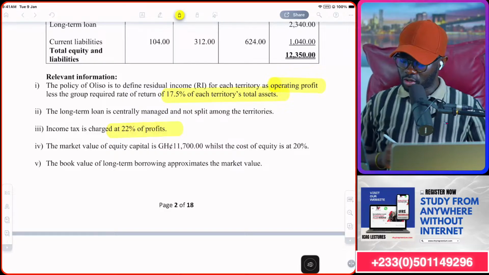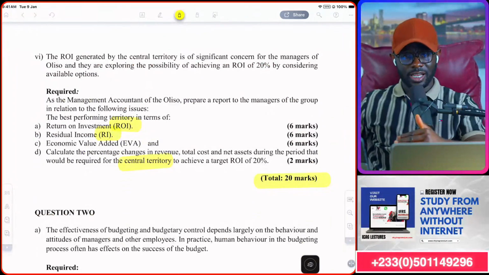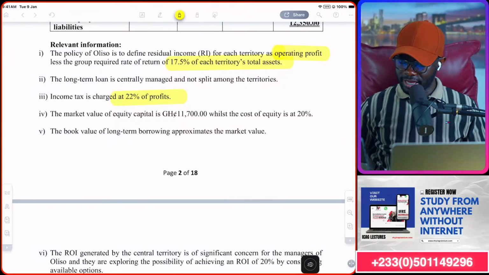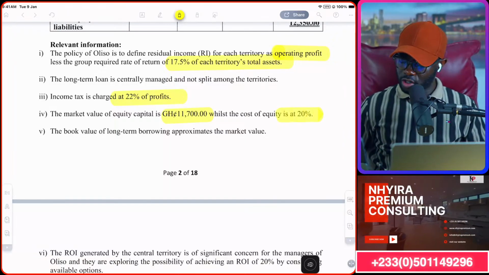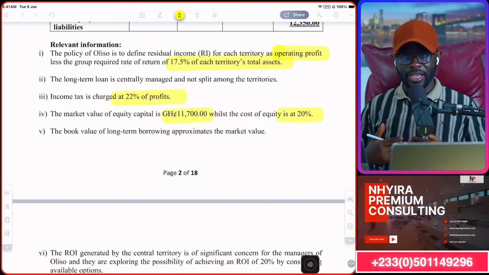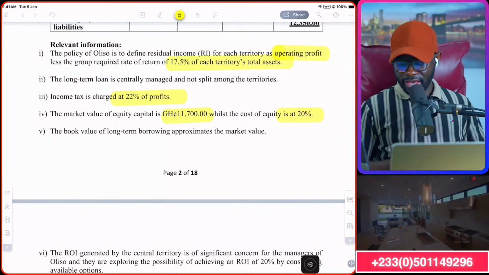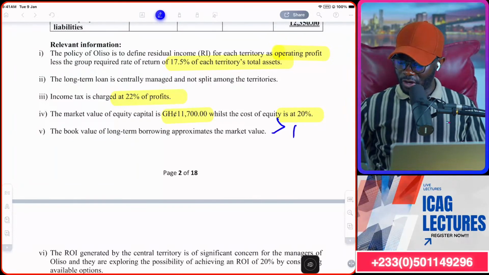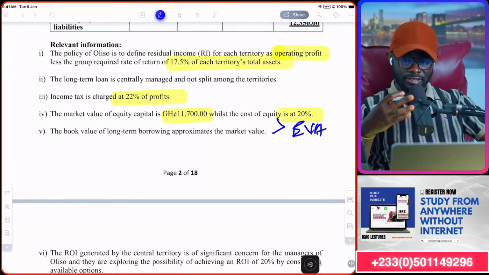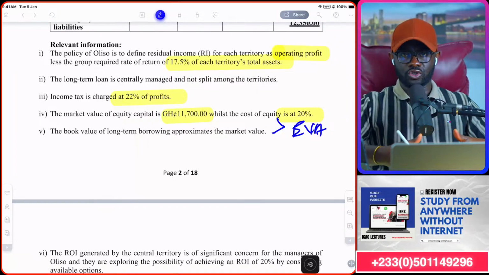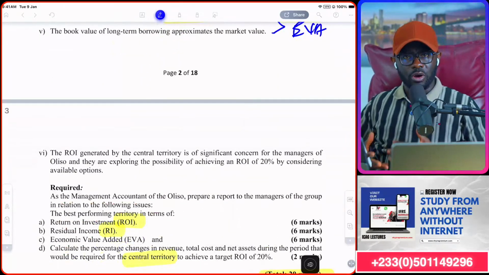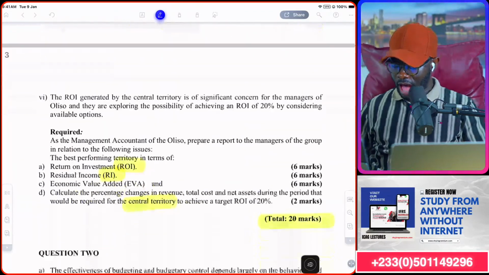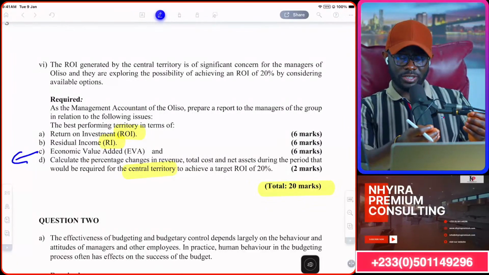Income tax is charged at 22%. This is going to be coming in the C aspect of the question, EVA, and we're going to get into that in a moment. Next, IV: the market value of equity is 11,700, whilst the cost of equity is 20%. Again, we will come back to that because that will be in the economic value added, EVA. V: the book value of long-term borrowings approximates the market value. Again, those will be worked for in the EVA. One of the things that I keep on telling you throughout the series is that you must know which portion of the story is applicable to which part of the requirement. That's very important. So you realize that note 3, note 4, note 5 are all relating to EVA, which is the C aspect of the question.